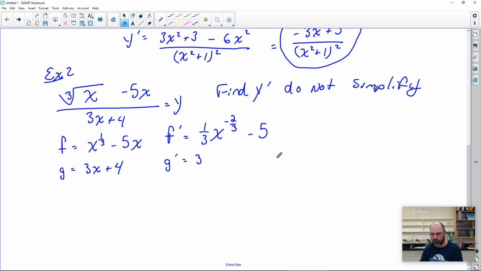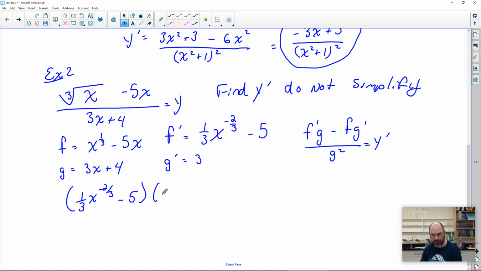Let's write the formula so we don't forget what it is. f prime g minus f g prime, divided by g squared, equals y prime. So let's apply these together into our formula. f prime is 1/3 x to the negative 2/3 power minus 5, which we can convert to a root if we want, but we're not going to bother. And that's going to be multiplied by g, which was the original here, 3x plus 4.